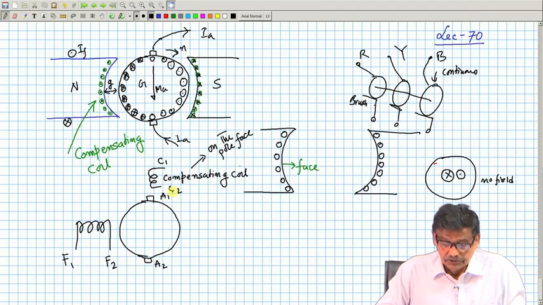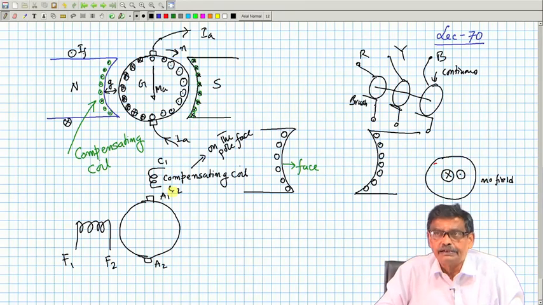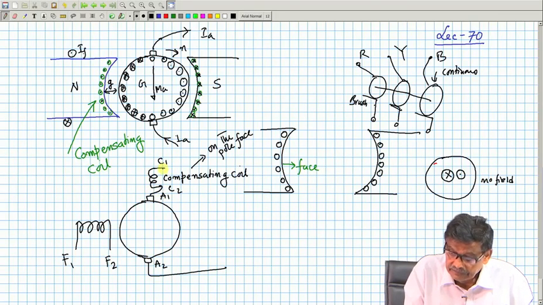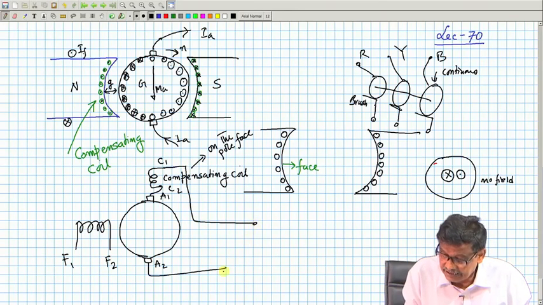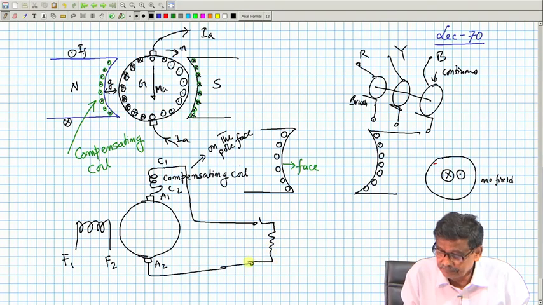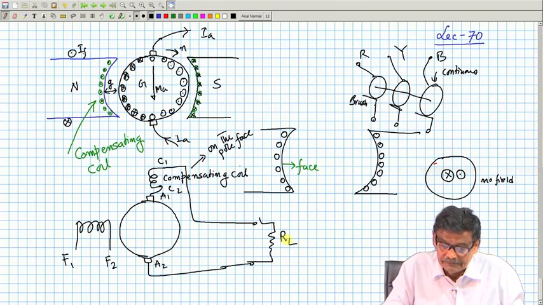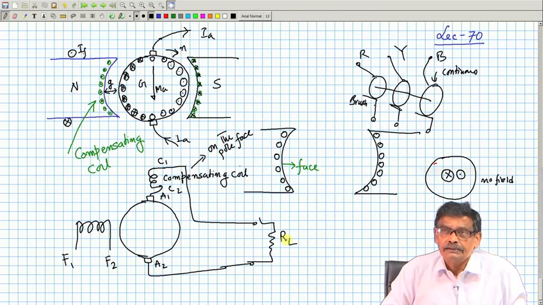And then for a large capacity DC machine, you connect this in series with the armature, and then connect the load. This is what you do. Got the idea?